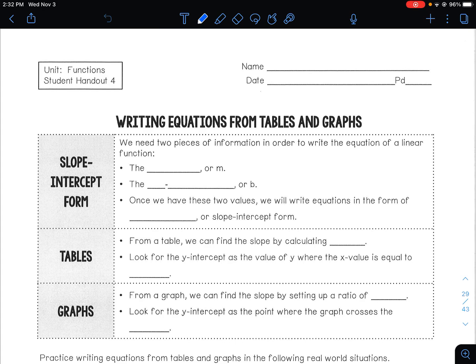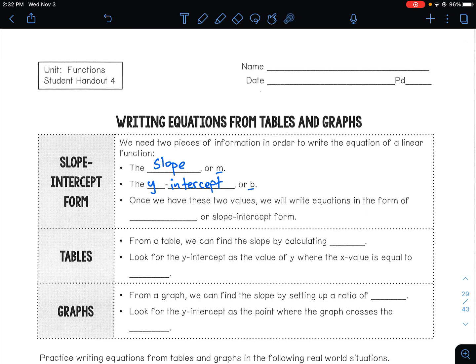In this video, we are going to learn how to write equations from tables and graphs. Let's begin. In slope-intercept form, we need two pieces of information in order to write the equation of a linear function. We need the slope, also represented by the letter m. We also need the y-intercept, which is where the line touches the y-axis.